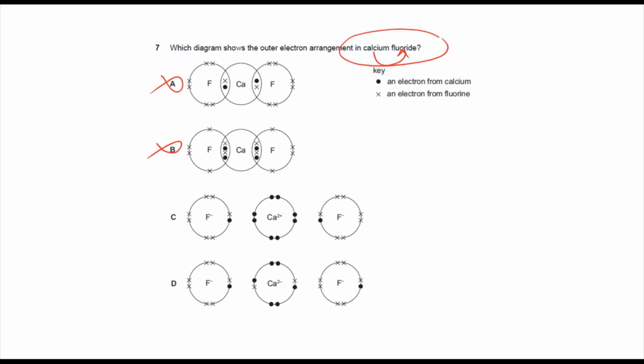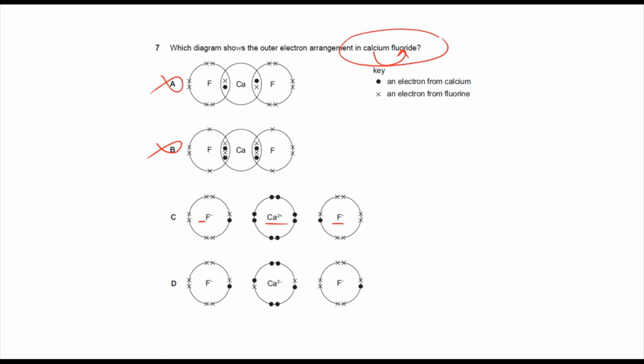So let's look at option C. I have fluoride ion, correct formula, calcium 2 plus, correct formula, fluoride ions, correct formula, and I see that this cation has lost 2 electrons, has donated them to fluorine to make it fluoride. So this kind of seems correct.